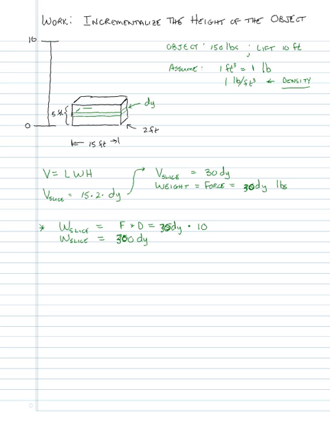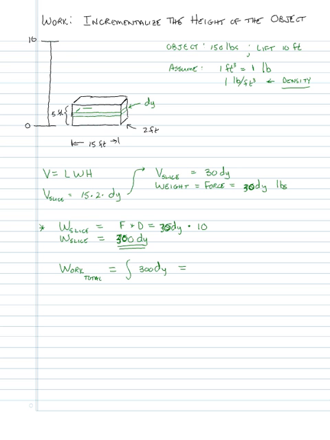Okay, now, to calculate the total work, here's the idea. We've got this box, or this object, cut into these horizontal slices that are infinitely small, and to lift one of those infinitely small horizontal slices is this 300 dy right here. So what we're going to do is add together what it would take to lift all of the infinitely small slices, and the work required to lift one particular slice is 300 dy.